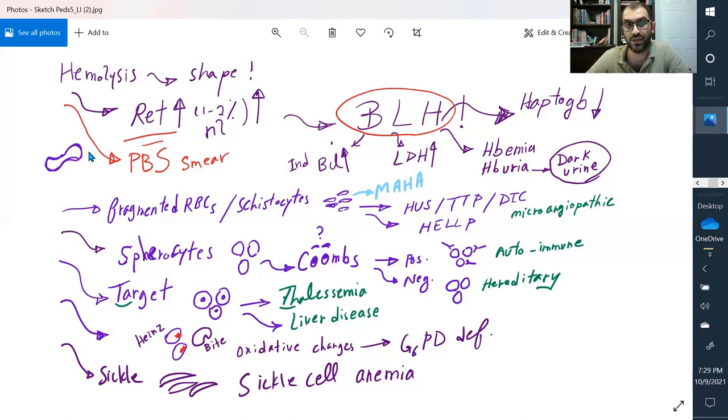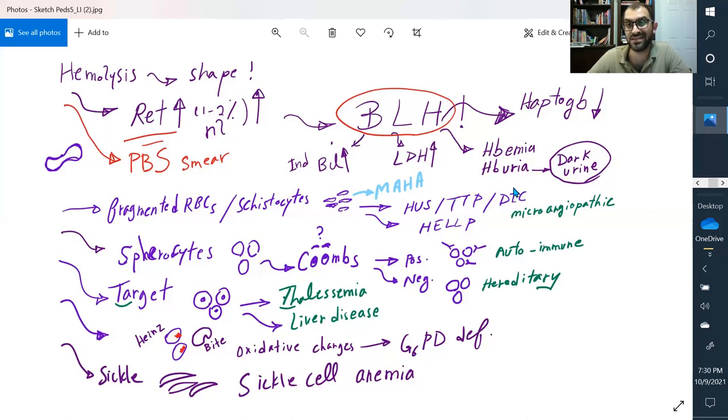Peripheral blood smear. In normal circumstances, I will see a biconcave donut. Instead, I might see odd and strange shapes: schizocytes, fragmented RBCs, schistocytes. It's MAHA, microangiopathic hemolytic anemia. There is a pathology in my small vessels breaking down my RBCs and platelets.